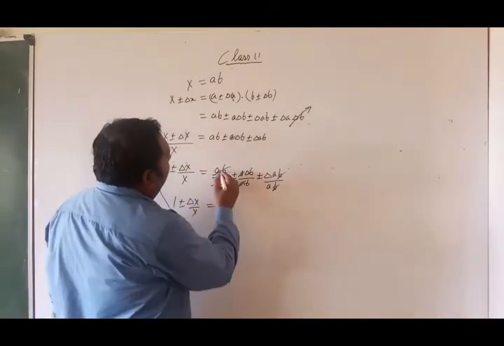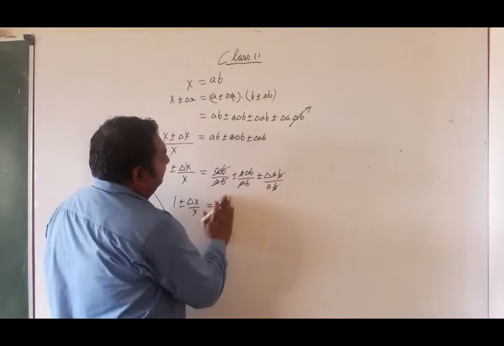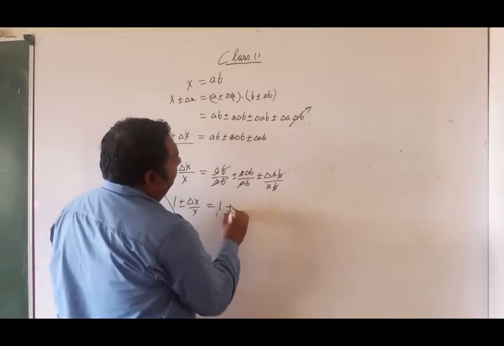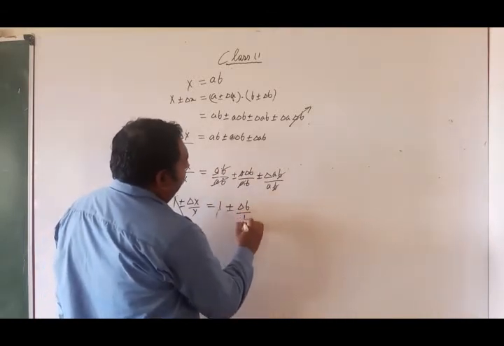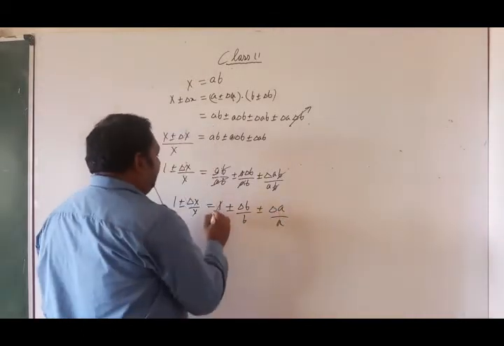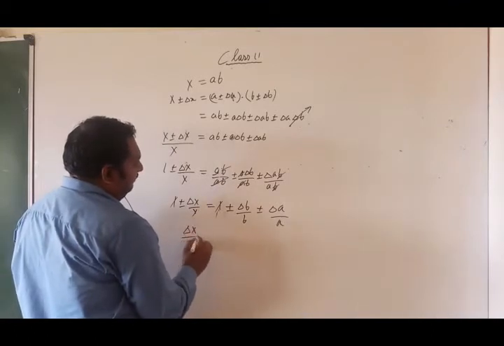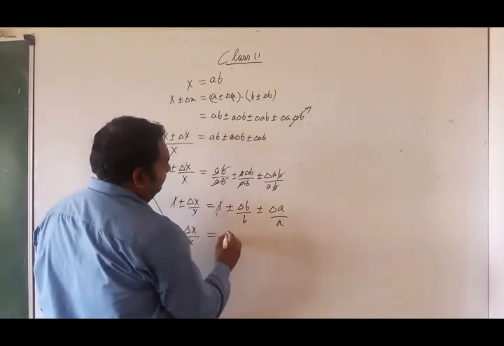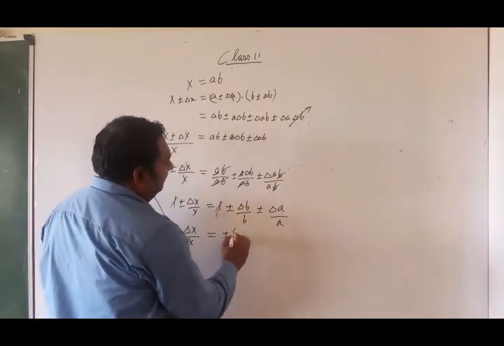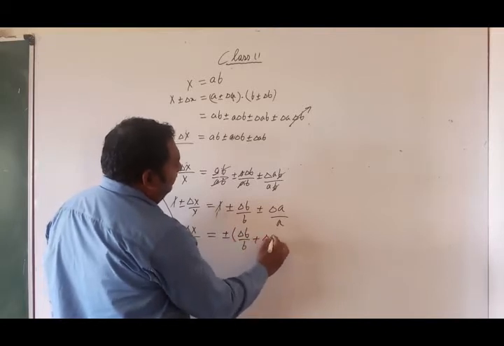what? This is del B, so del B upon B, 1 plus minus del B upon B plus minus del A upon A. So this 1 and 1 cancel out. So here we are remaining with the result: del x upon x equal to plus minus, or we can say, del B upon B plus del A upon A.